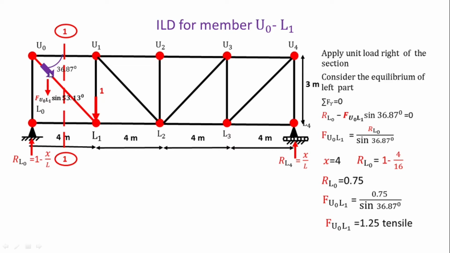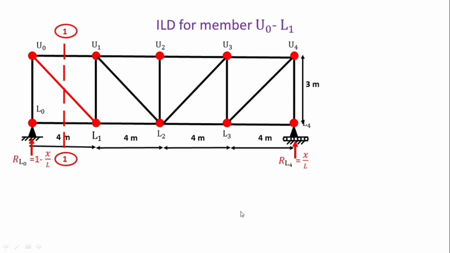So what we have assumed holds: when the load is at x equal to 4, this member is subjected to tensile force. What does this mean here? When the unit load is at the distance x equal to 4, U0L1 is subjected to tension, and that ordinate is 1.25.